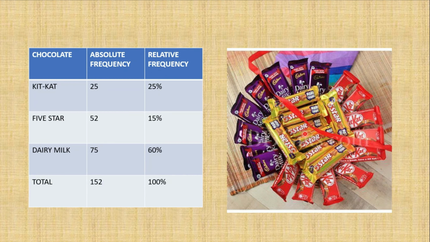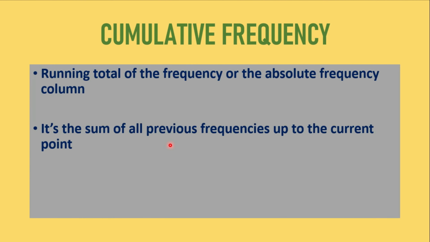That's it. Now, what the relative frequency tells us is, for example, that 25% of the chocolates are Kit Kat, 60% of the chocolates are Dairy Milk. Like that, it helps to tell the percentage of the absolute frequency. I hope you understood. Now, coming to the cumulative frequency. It's actually the running total of the frequency column. It's a sum of all previous frequencies up to the current point.